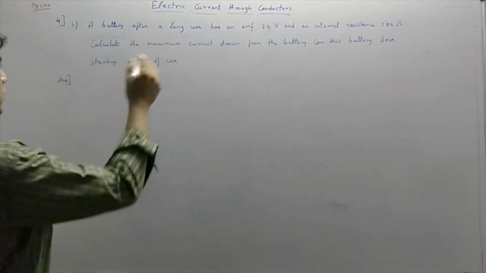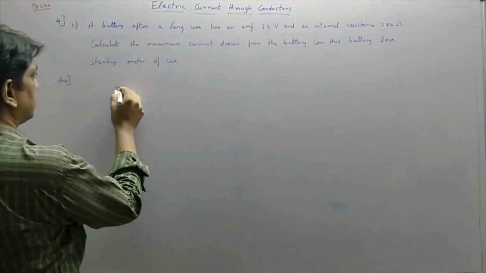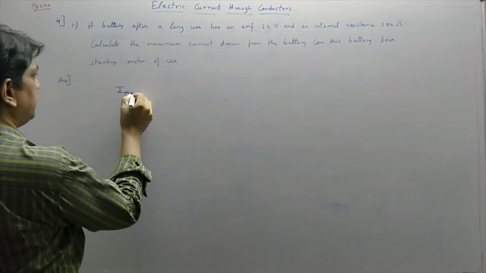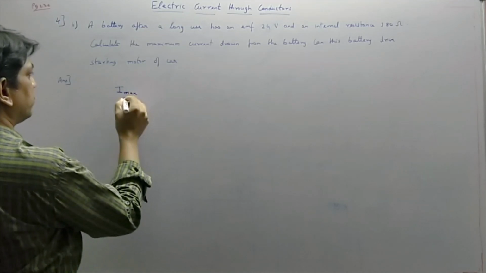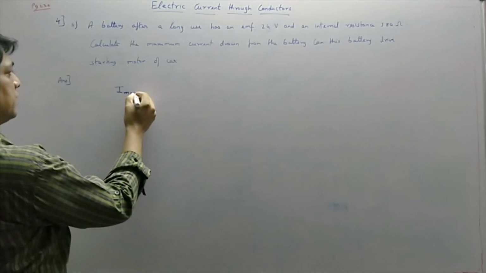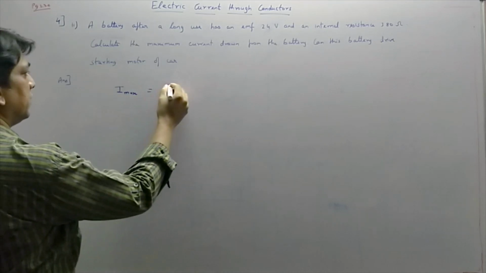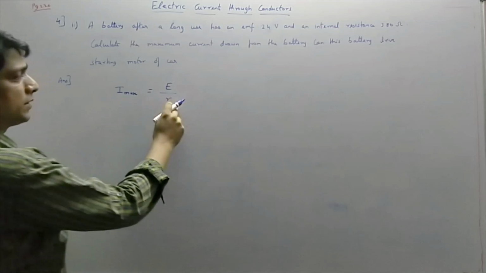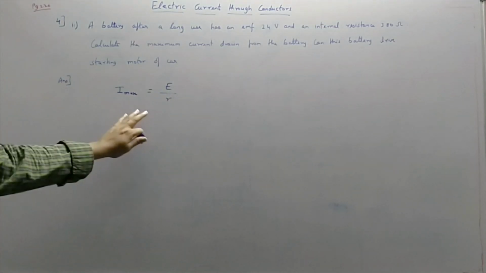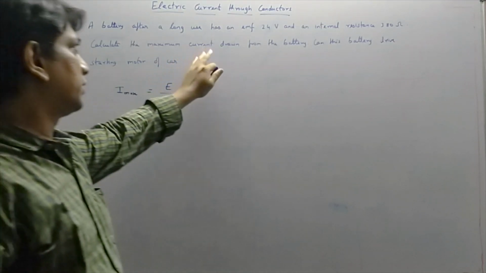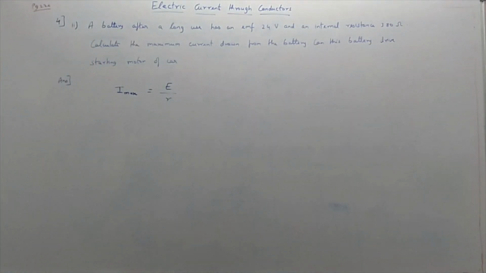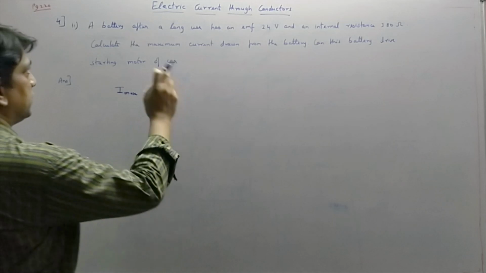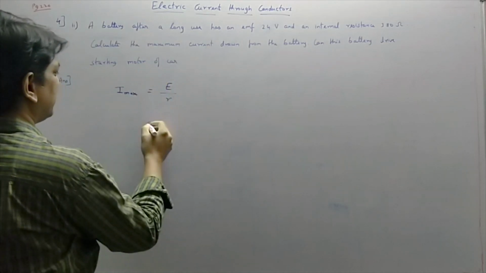So what is the formula for current? The maximum current formula we have already seen. The current flowing, I max, is E by R, not R plus R, it is E by R. That is the formula we use for the maximum current drawn from the battery when it is not connected to an external resistance. R is the internal resistance and E is the EMF. So it is a very easy sum.